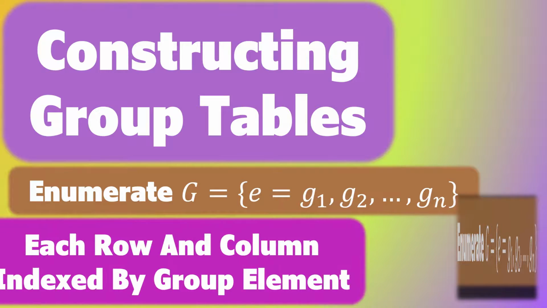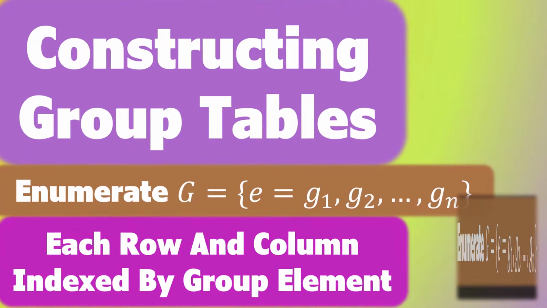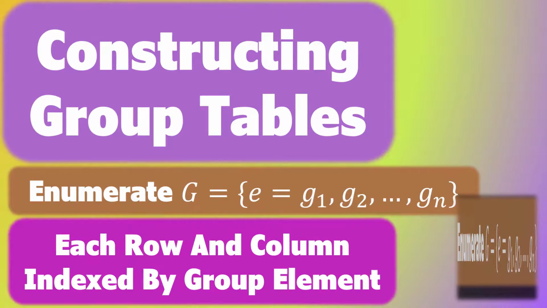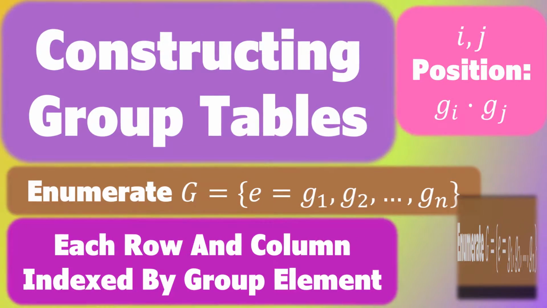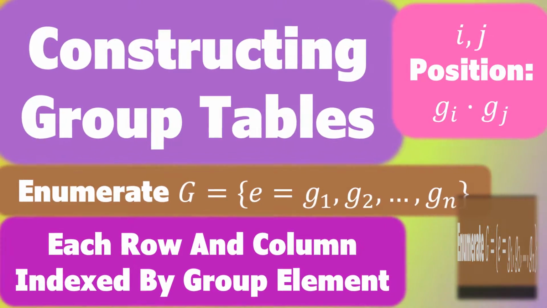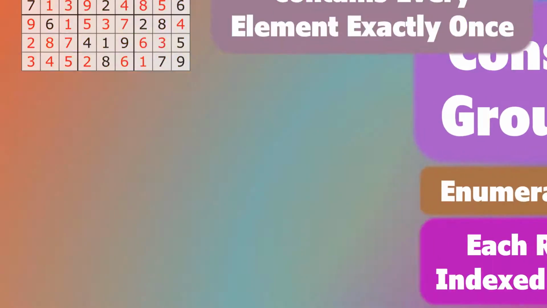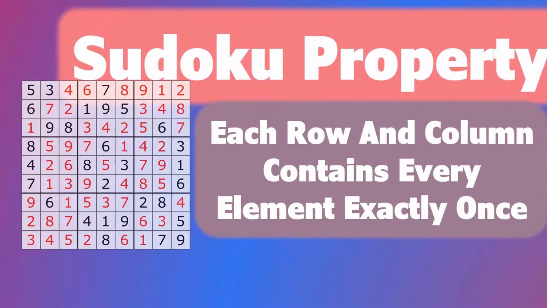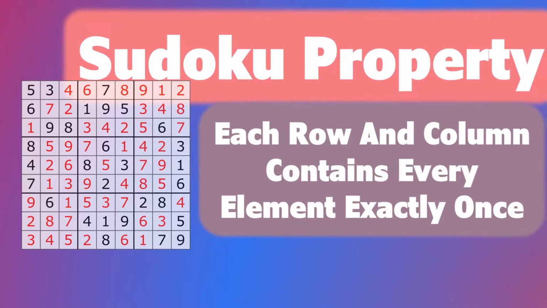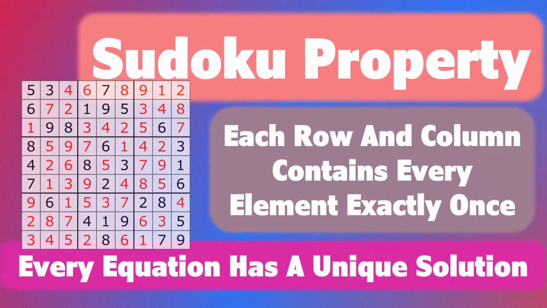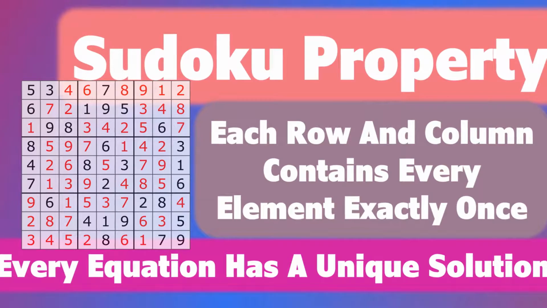Now, we make a table in which each row and column is indexed by a group element. In the (i, j)th position, we write the product g_i dot g_j. Every group table has the sudoku property, which says that each row and column contains every element exactly once. This is because we require that every equation in the group has a unique solution.